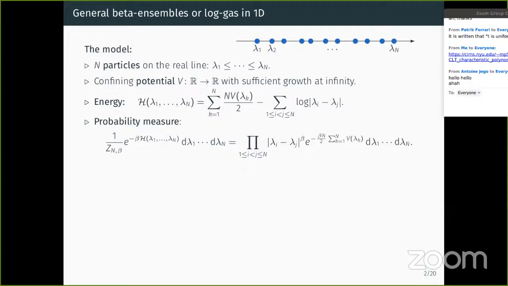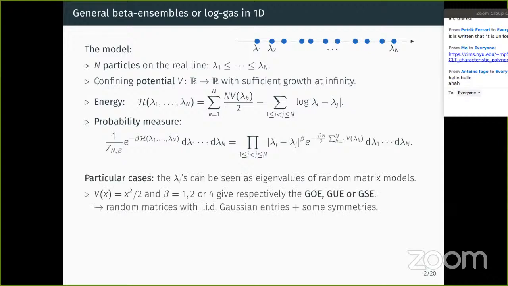There are many particular cases. The most famous ones are when the potential is quadratic and beta is either 1, 2, or 4. In that case, this is the density of eigenvalues of three random matrix models, which are the Gaussian orthogonal, unitary, and symplectic ensembles, which are all random matrices filled with i.i.d. Gaussian entries up to some symmetries, depending on the value of beta.